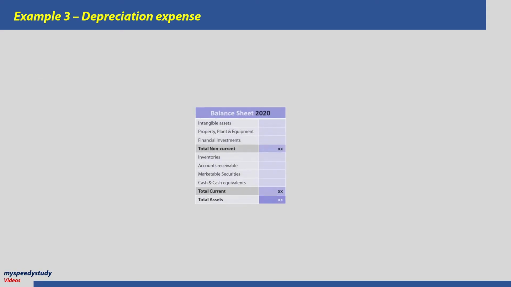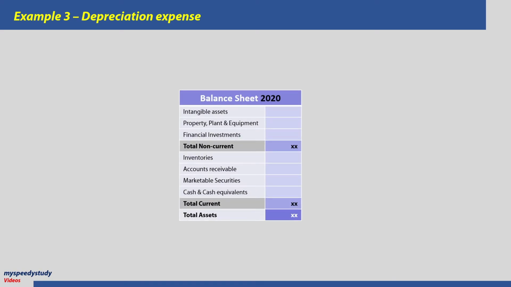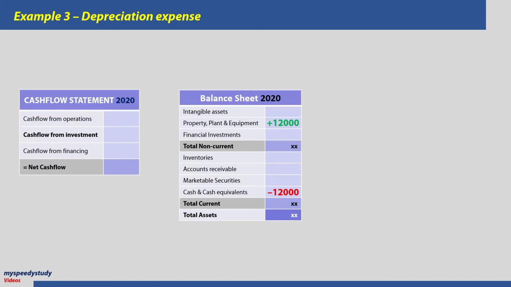In the balance sheet or the accounts, this investment would increase PPE, property, plant, equipment, by 12,000, and if paid right away, cash decreases by 12,000. In the cash flow statement for 2020, the cash outflow of 12,000 will appear as a negative cash flow, but a cash flow from investment activities.